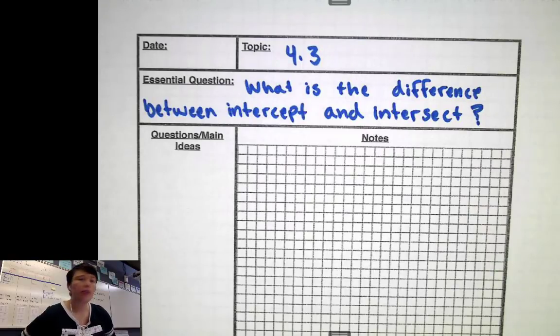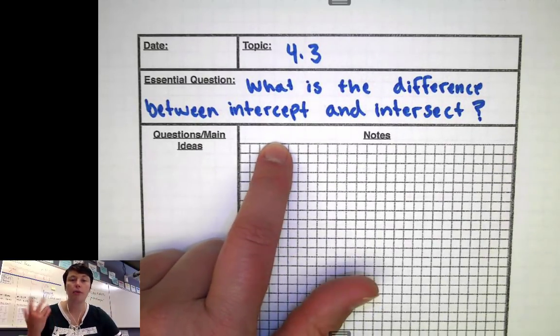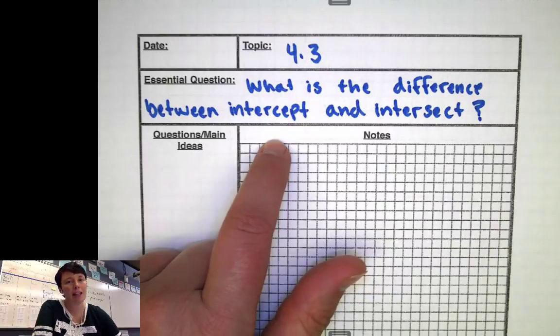Hey guys, we're going to do another Chapter 4, Section 3 video. So if you're using the same book as we are in class, that's the section we are in. In this video, we're going to focus on this essential question. I'm noticing some people struggling with this in class, so it's a good opportunity for a video lesson. What is the difference between an intercept and intersect?